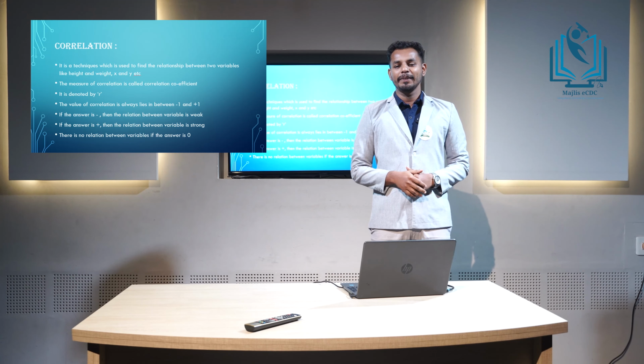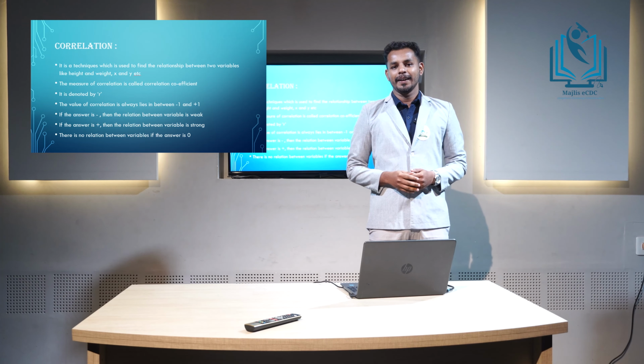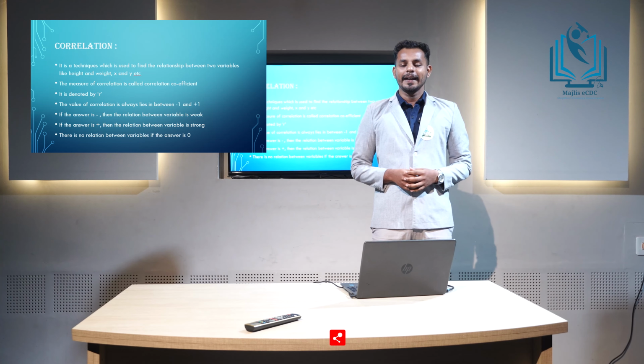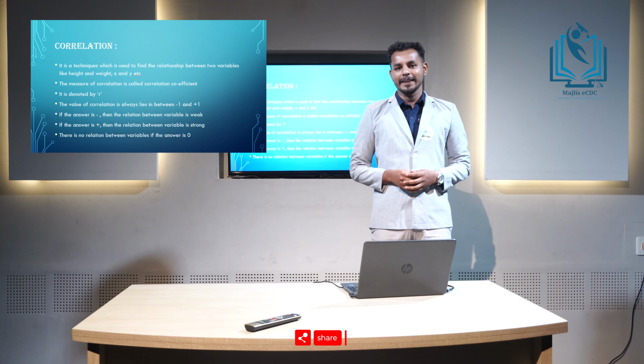Correlation is a technique which is used to find the relationship between two variables. Mainly it is used for variables like height and weight, x and y, etc. The measure of correlation is called the correlation coefficient. Usually it is denoted by the small letter r, and the value of correlation always lies between -1 and +1.